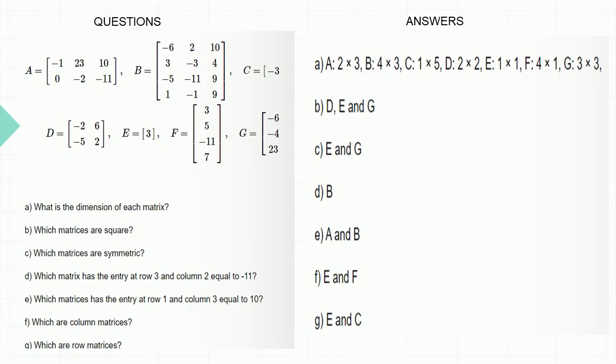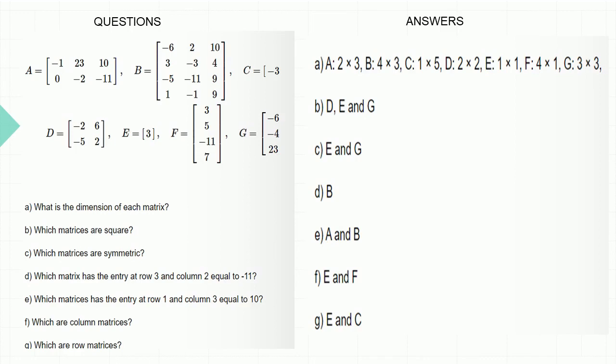Now, question D is asking which matrix has the entry of row 3 and column 2 equal to minus 11. So you can see it cannot be matrix A because matrix A does not have row 3. Let's look at matrix B. You can see row 3 has minus 5, minus 11, and 9, and column 2 has 2, minus 3, minus 11, and minus 1. So you can see that it meets at minus 11. So B is the matrix that has such. This same does not apply for any other matrix. So B is the only answer.